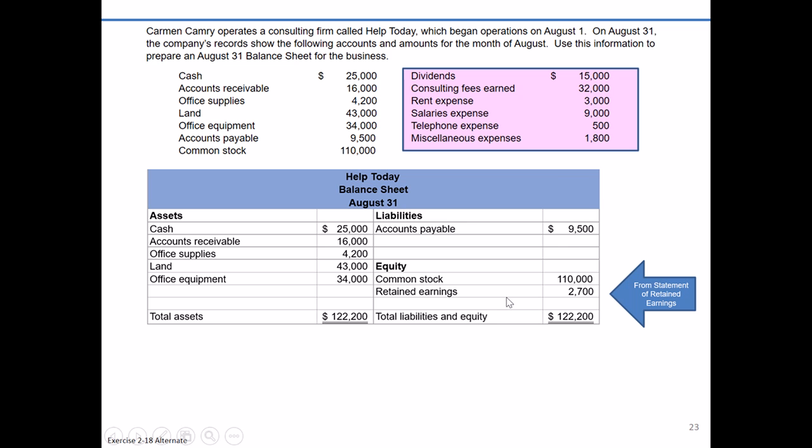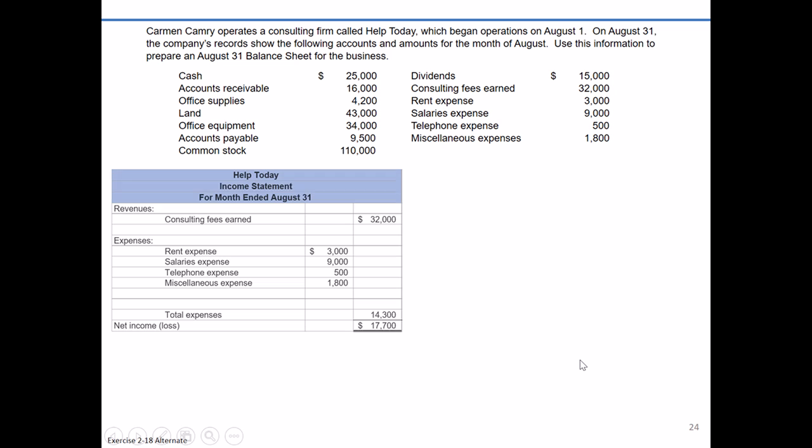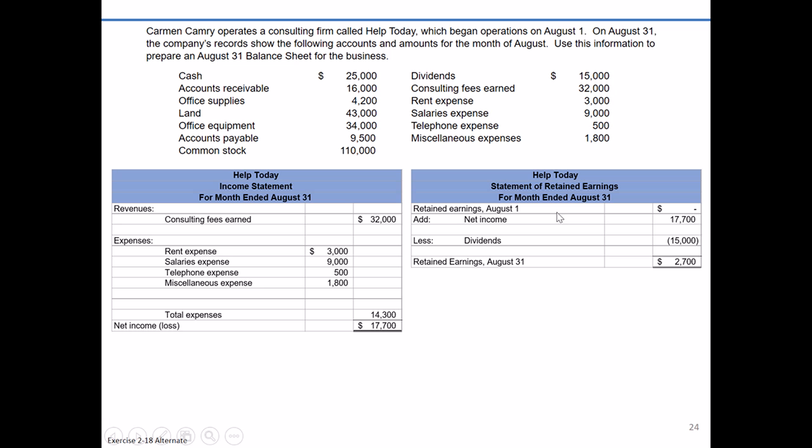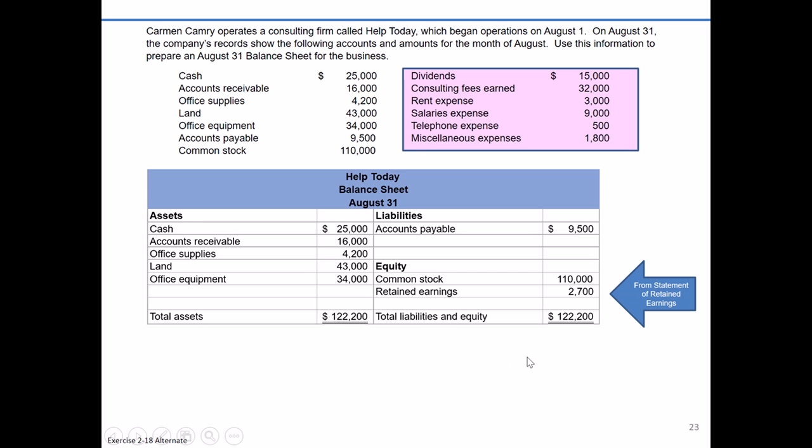Now I said that I would prove out that this came from the statement of retained earnings. So I have to do a couple steps to get there, but remember we started out with our income statement. Our revenues minus all of our expenses equaled an overall net income of $17,700. Then I looked at the change in retained earnings, the beginning balance happened to be zero because it was the beginning of the business, plus any net income or net loss from the income statement, minus dividends of $15,000, which gave us an end of period retained earnings balance of $2,700. So if you give me a second to backtrack a little bit, that's the amount that we're going to record on the balance sheet.